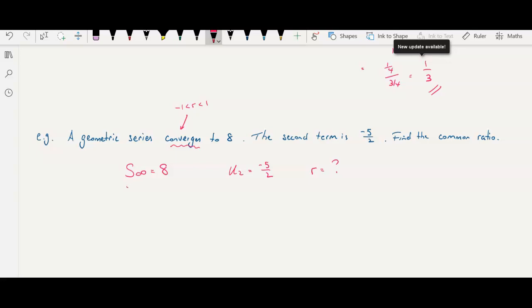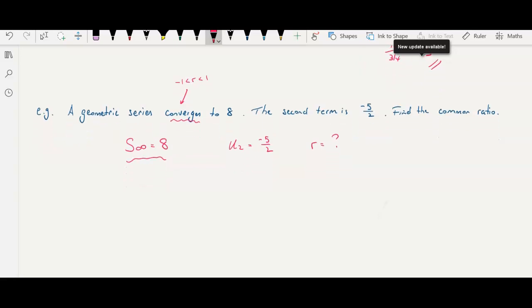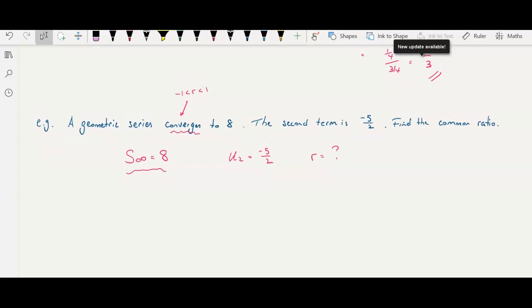So what I'm suggesting is that nowhere in the question does it say infinite. A geometric series converges to 8. The implication there is that we have an infinite number of terms with a common ratio between -1 and 1, and the infinite sum, the convergent sum, is 8. Okay, pause the video and have a go at this question, and then pop back and compare notes.